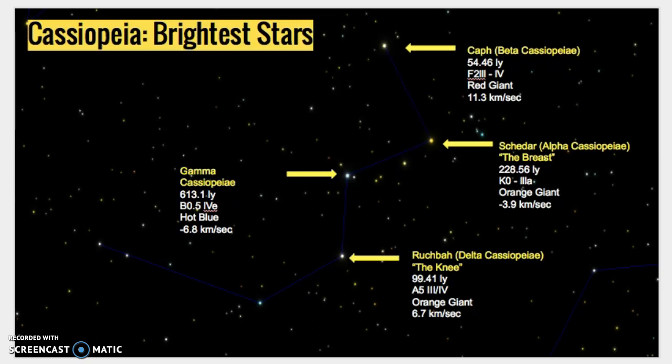So Schedar is the first one. Caph, up above that, is the Beta Cassiopeiae star. And then we're going to go down to Gamma Cassiopeiae, and finally Ruchbah, which is the Delta Cassiopeiae, and that is known as the knee of Cassiopeia.